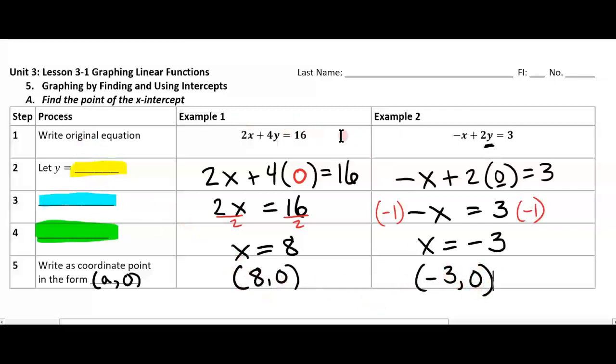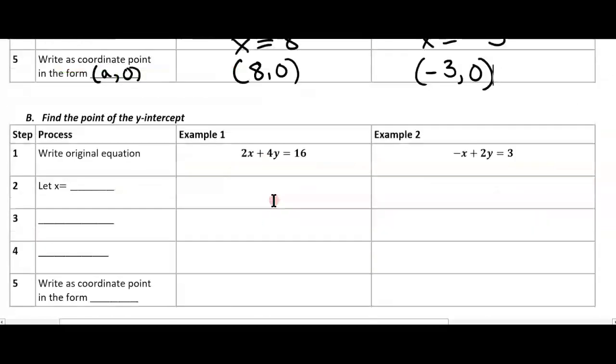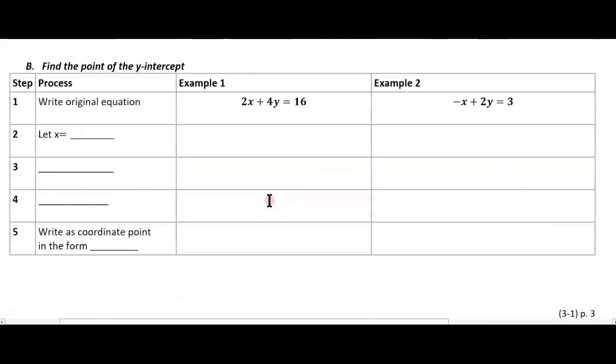We're going to work these two examples all the way through. That's the whole first part, is finding the x-intercept. And once you do a few of these, they're really fast and easy. Then we're going to find our y-intercept, and this is very similar. We start with the equation, except we're going to start with x equals 0. Our y-intercept is where x equals 0. So 2 times 0 plus 4y equals 16.